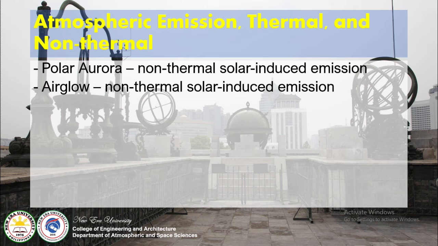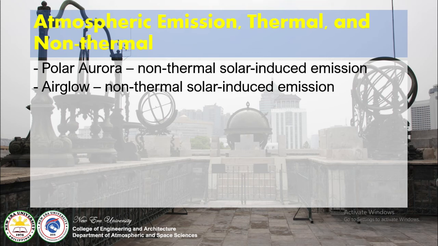Airglow is a non-thermal solar-induced emission. Again, the polar aurora is a non-thermal solar-induced emission, which comes mainly from air molecules impacted by ionized particles in the solar wind that are trapped by the Earth's magnetic field and forced to spiral into the atmosphere at the magnetic poles. So the polar aurora is visible at the magnetic poles.